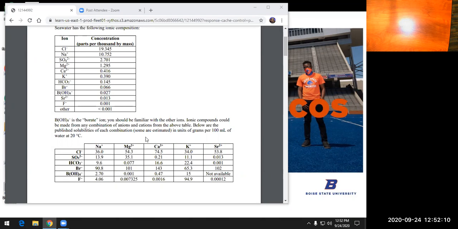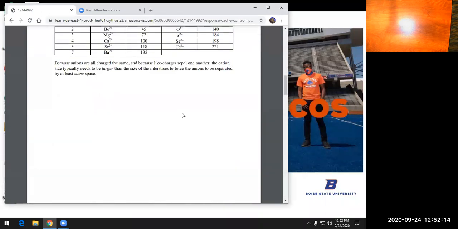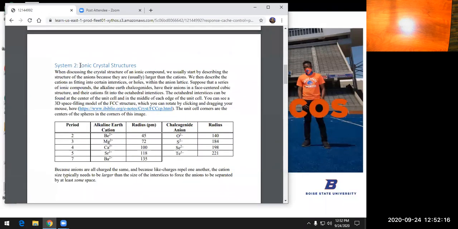So those are some kinds of questions that could be asked from System 1. System 2 on here is looking at ionic crystal structures. And what we're specifically looking at is a combination of the main ions from the alkaline earth group, so group 2, and the chalcogenides, which is the oxygen group, or group 6. And we're looking at comparisons between the two. And so the idea is that the anions here tend to be larger than the cations.